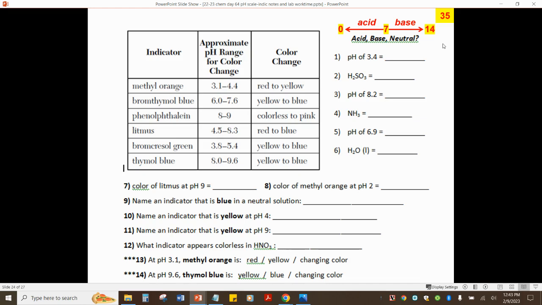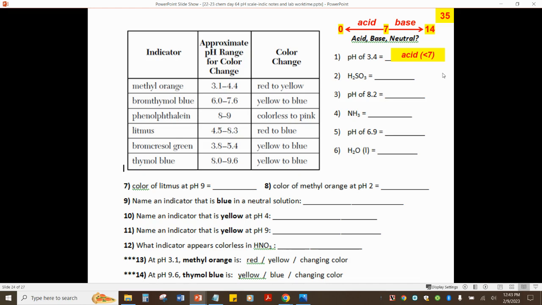So basically, I want you to look at this pH scale and look at Table K and Table L and see if, for questions 1 through 6, we should write acid or base or neutral. For example, a pH of 3.4. It's below 7, so we write acid.